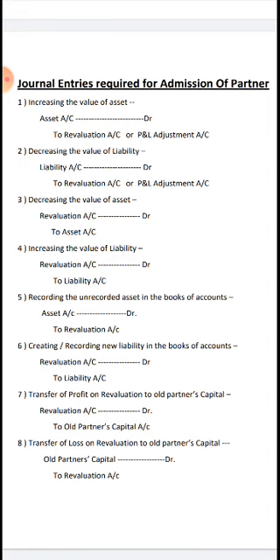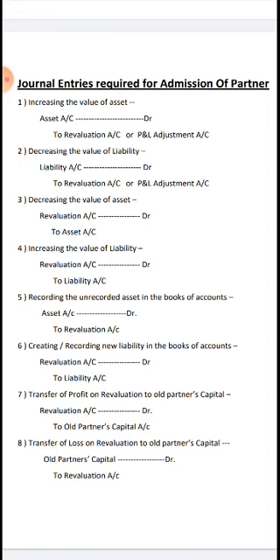Fourth transaction, increasing the value of liability. Now here the value of liability will get increased. Originally a liability has a credit balance and you want to increase that. So for that purpose you have to give liability a credit balance. So the journal entry is revaluation account debit to liability account.